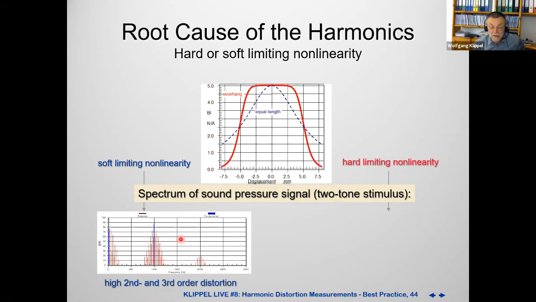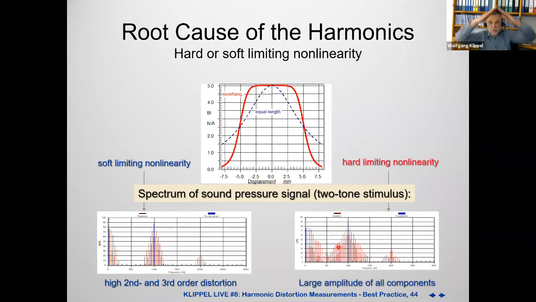But if we have a hard limiting, you see that our Christmas tree is much wider. You are generating almost the same third, fifth, sevens, nines, 12s, and so on.